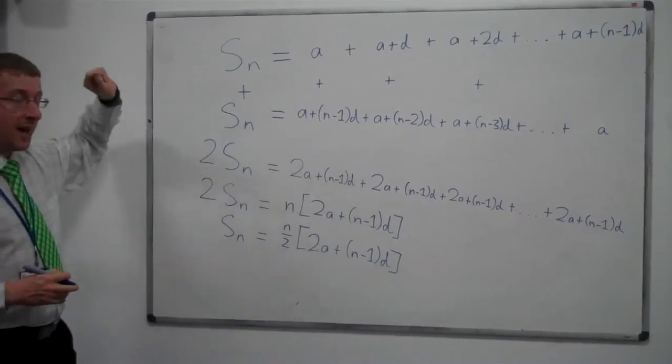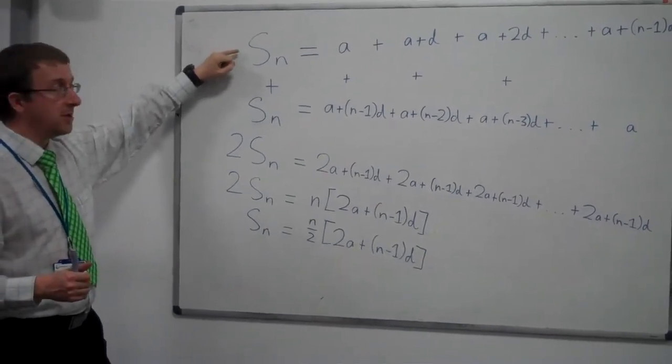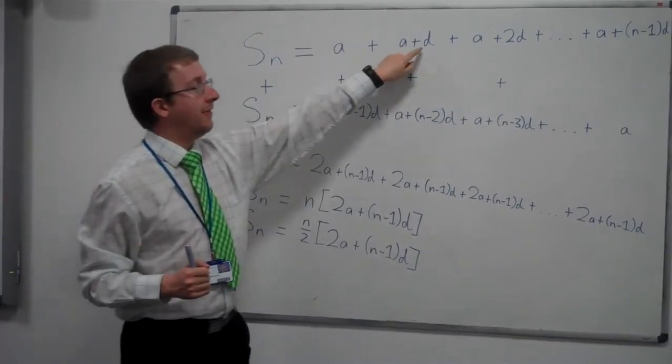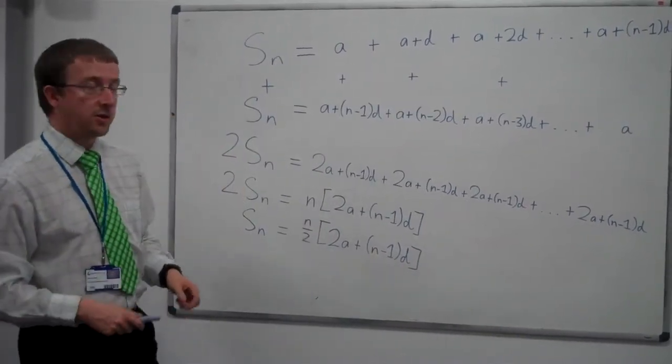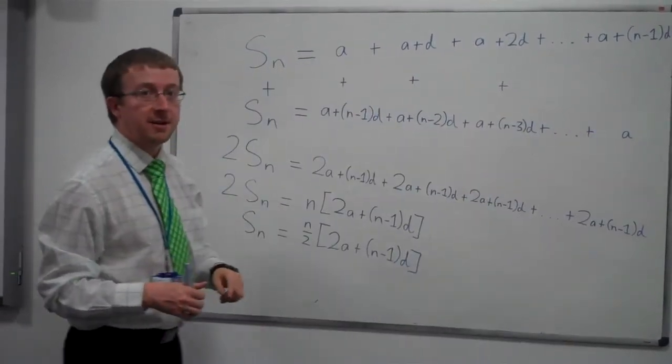So, just to recap, we wrote out the sequence using the sum to n terms, using the most general terms possible. The A for the first value, and the d for the common difference, the thing that we add on each time. We go all the way up to a plus n minus 1d.